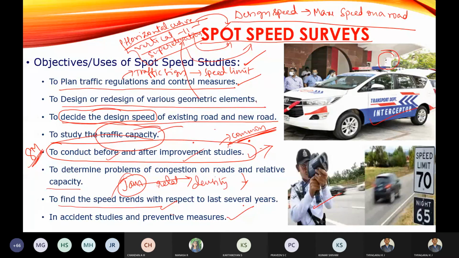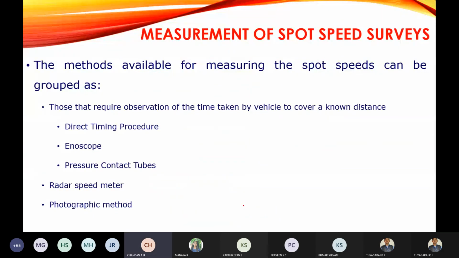Is it clear? Is it clear? Yes, sir. Okay. Okay, that is next is a measurement of spot speed study.